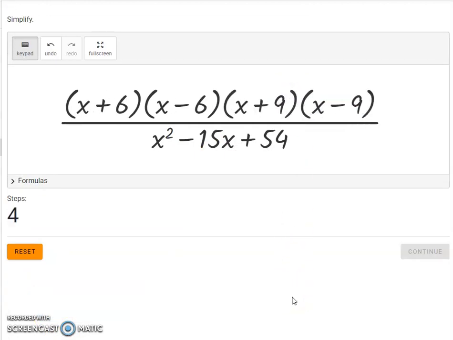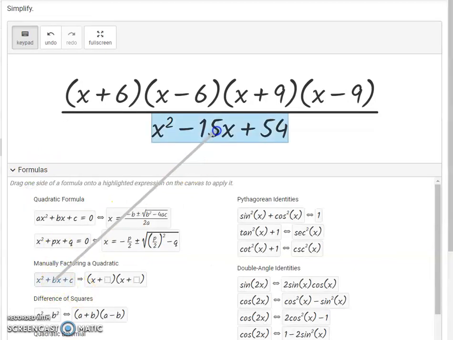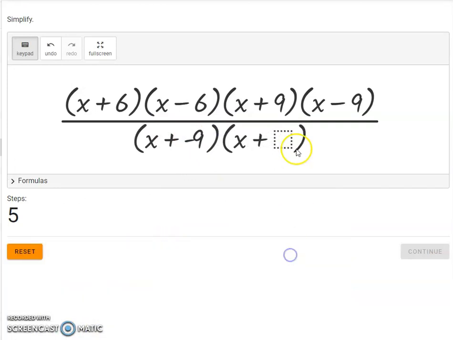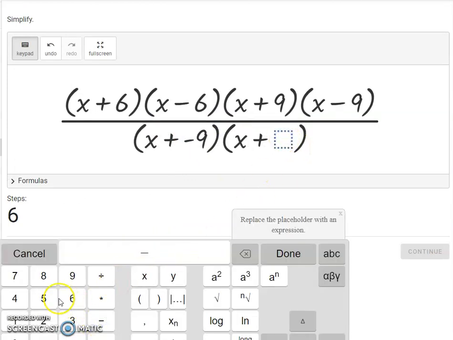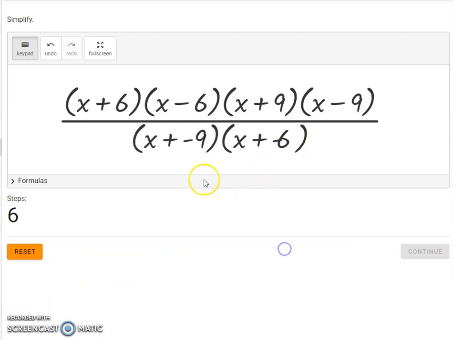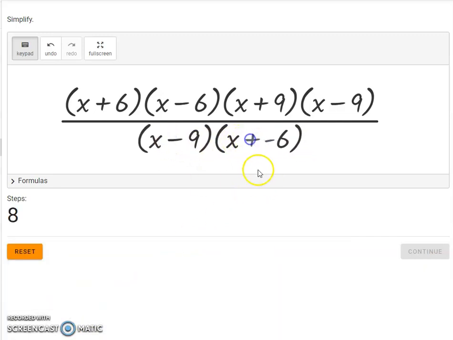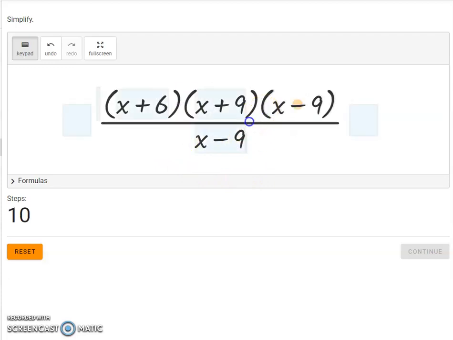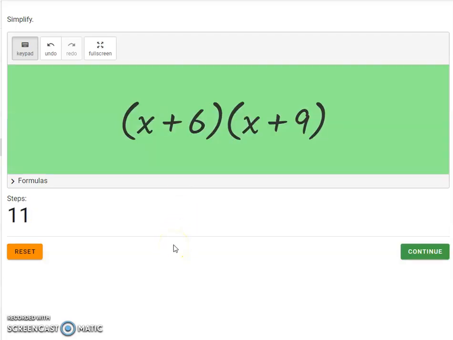In the denominator, the factors would be x minus 9 and minus 6, to get the middle term of negative 15 and a positive 54 as our product. So x minus 6 divided by itself is 1, and x minus 9 divided by itself is also 1. So the final answer is x plus 6 times the quantity x plus 9.